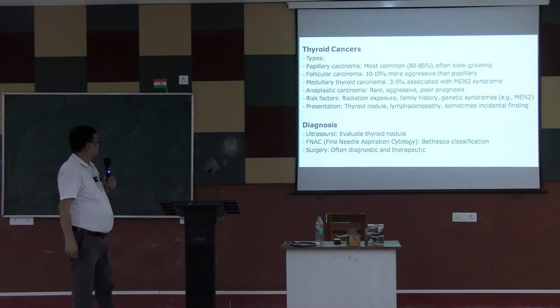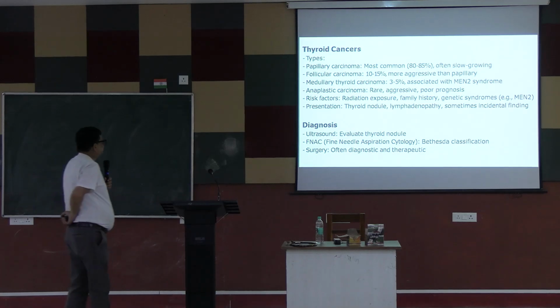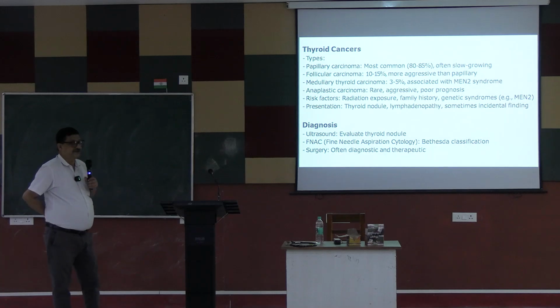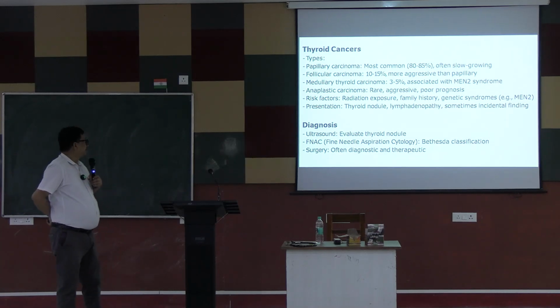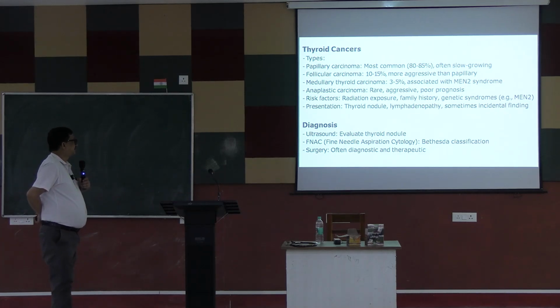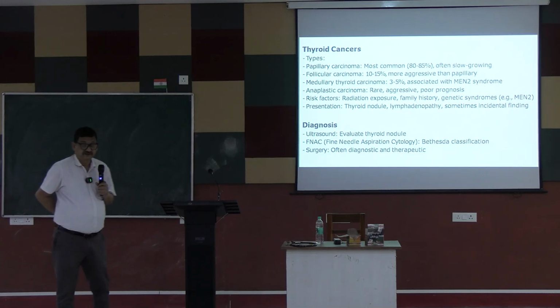Another important thing is thyroid cancers. Papillary carcinoma is most common, often slow growing, produces a cold nodule. Follicular carcinoma 10 to 15%, more aggressive than papillary. Medullary carcinoma 3 to 5%, associated with MEN2 syndrome. Anaplastic carcinoma, very rare, aggressive, very poor prognosis.